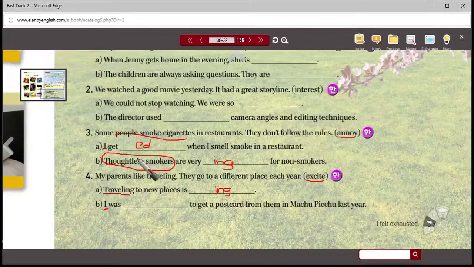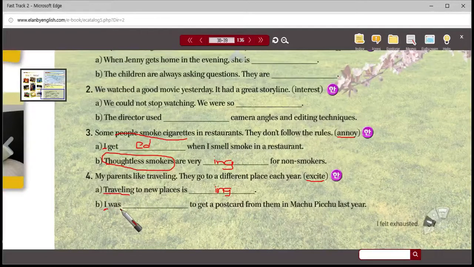Okay, so a thoughtless smoker has feelings, and a director has feelings, but they are causing these interesting movies or causing the annoying smoke. Okay, but traveling has no emotion, so traveling cannot be interested. All right, traveling has no feelings, so traveling to new places is interesting.